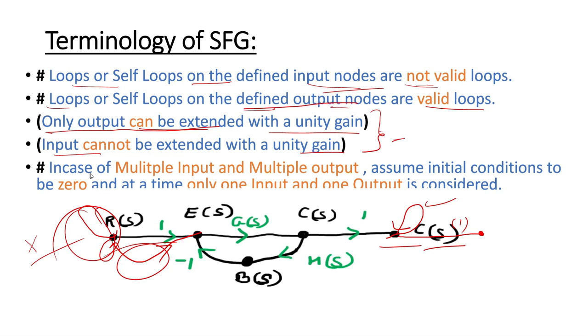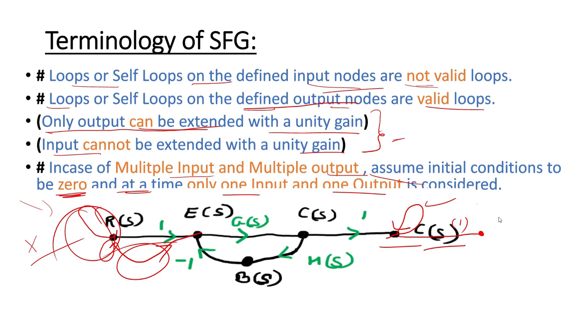Remember it. In case of multiple input and multiple output, so when there are many inputs and many outputs, assume initial conditions to be 0 and at a time consider only one input and one output.